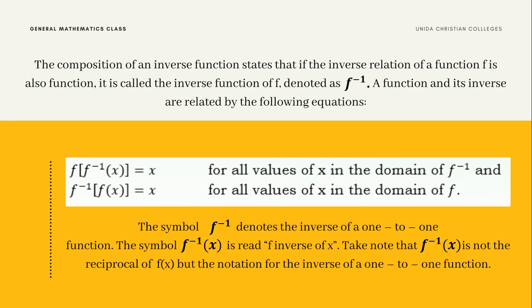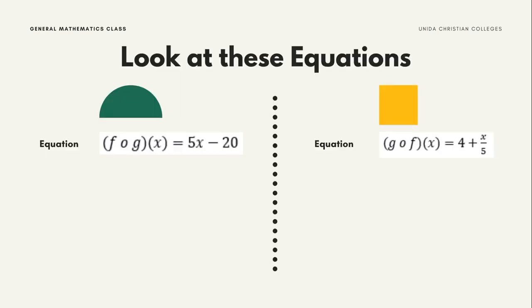So, the symbol f raised to negative 1 denotes the inverse of a one-to-one function. And this symbol is read as f inverse of x. So, take note that f inverse of x is not the reciprocal of f of x, but the notation for the inverse of a one-to-one function. So there is a given function, and then you will solve for its inverse. Okay, so look at this equation.